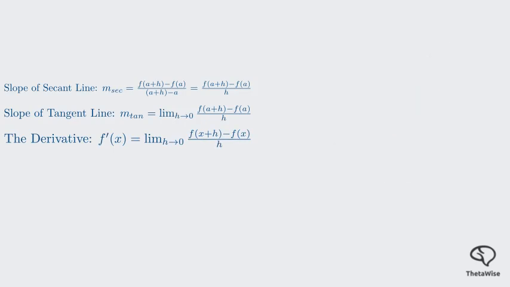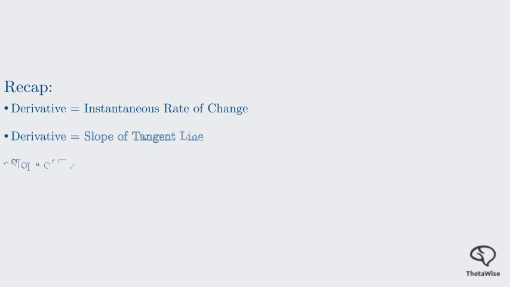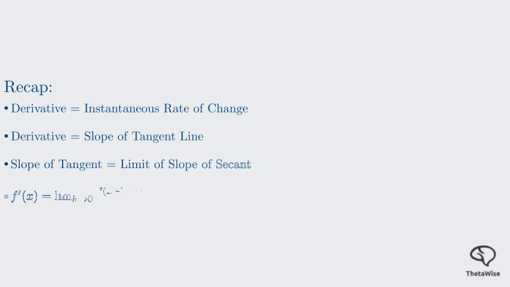Let's recap. We've defined the derivative as the instantaneous rate of change, which is the slope of the tangent line. We found this slope by taking the limit of the slope of a secant line, as the 2 points on the secant line get infinitely close. This gives us our limit definition of the derivative.